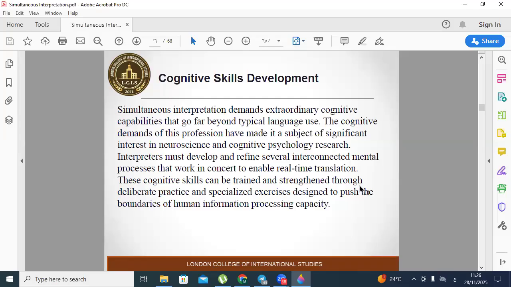capacity. So let me emphasize, these aren't innate talents you either have or don't have. They are trainable capacities that can be systematically developed. Research shows measurable improvement in these cognitive capacities through specialized training.